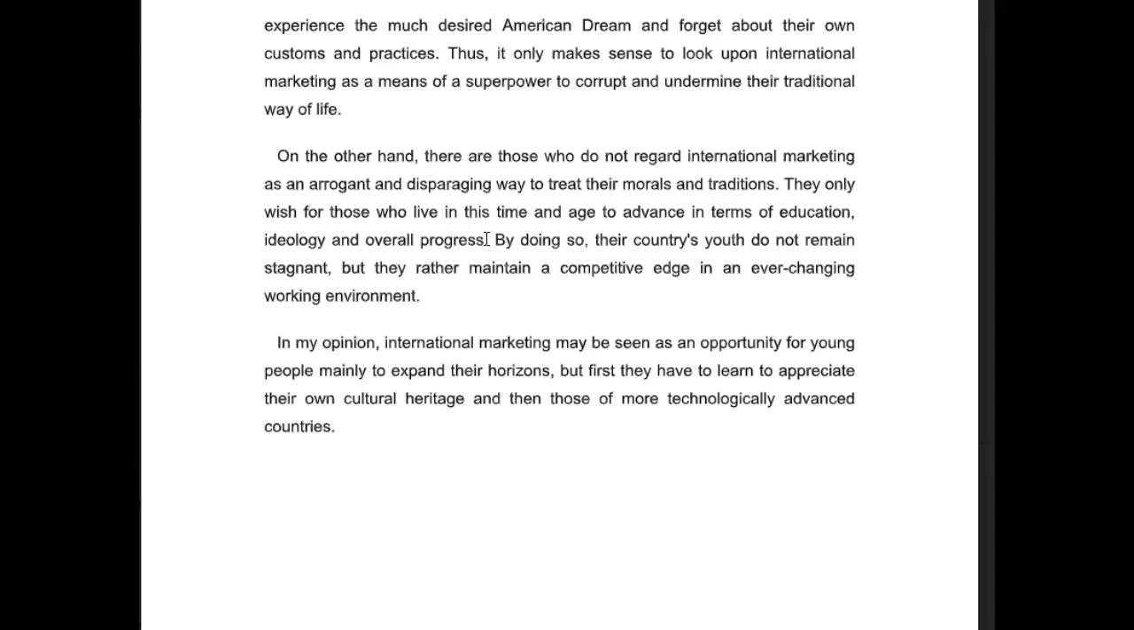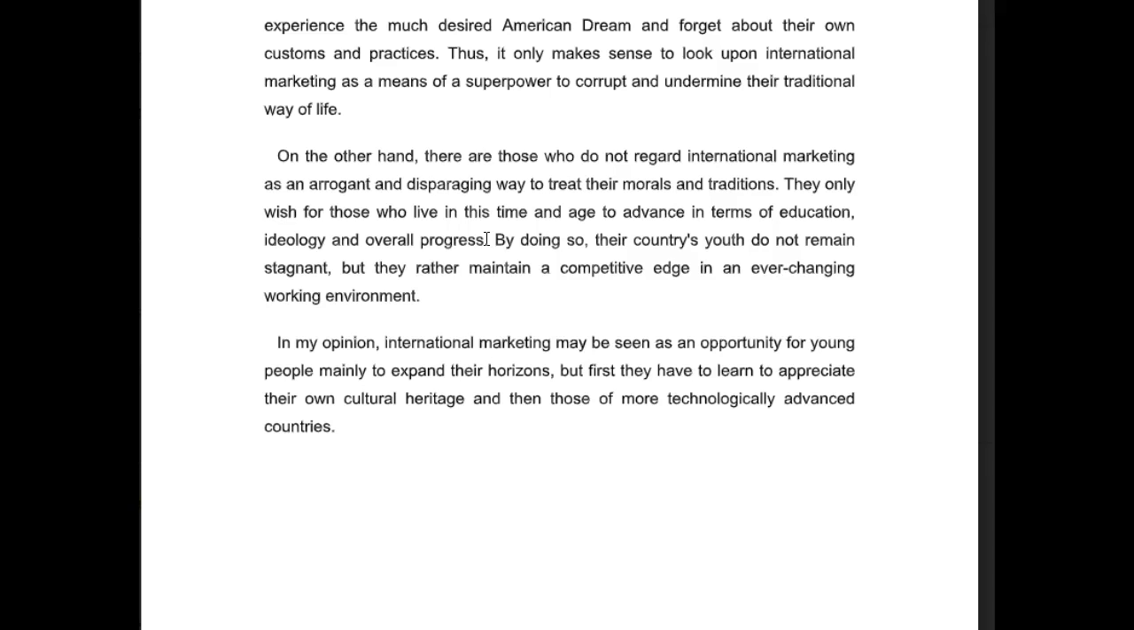By doing so, their country's youth do not remain stagnant, but rather they maintain a competitive edge in an ever-changing work environment. Okay, again, very theoretical, nothing tangible. You need to back up these ideas with support, with explanations, with evidence, okay? So when you have this kind of abstract idea, which is lovely, you still have to back it up with something that makes the person understand, oh, okay, this is what Kostas means. Okay, I hope that makes sense.